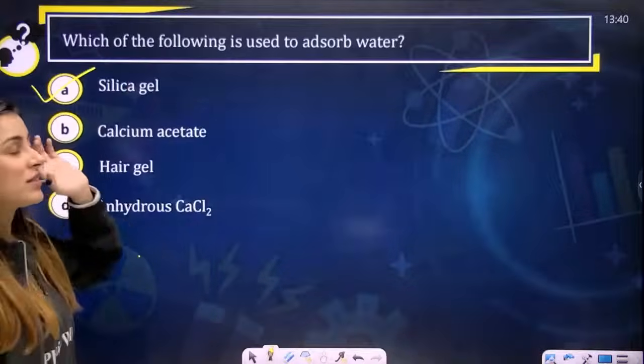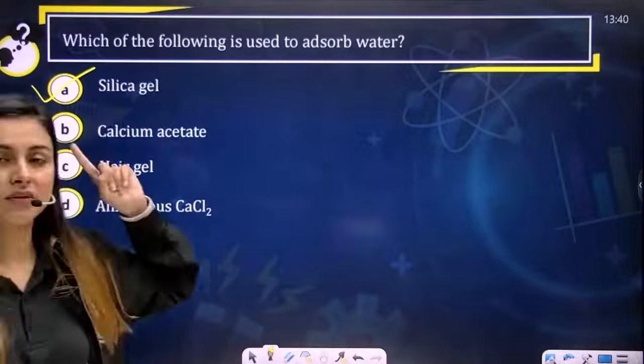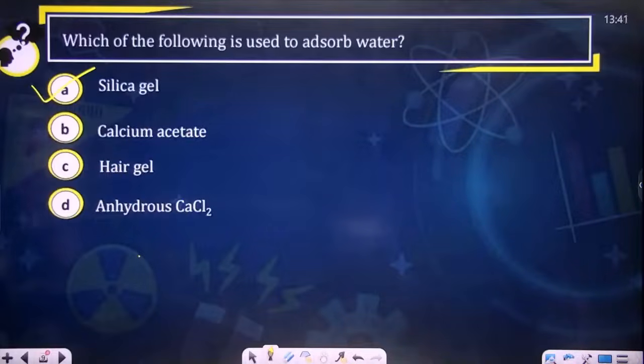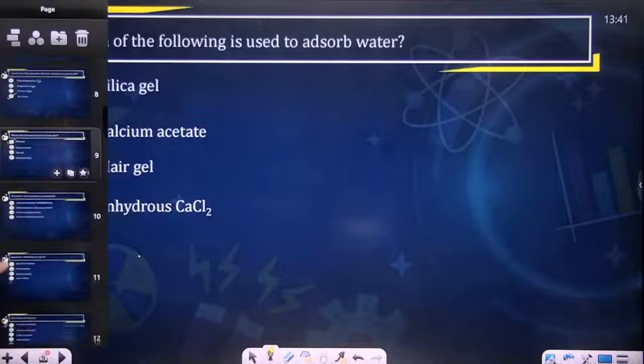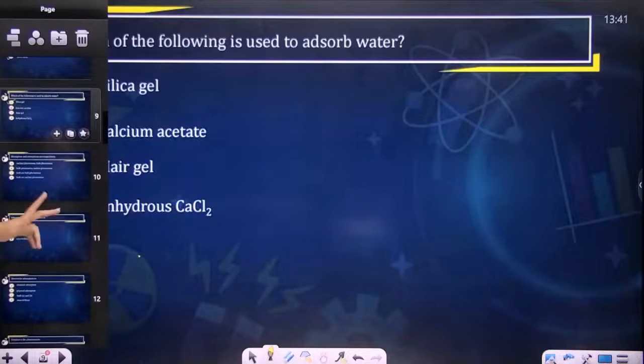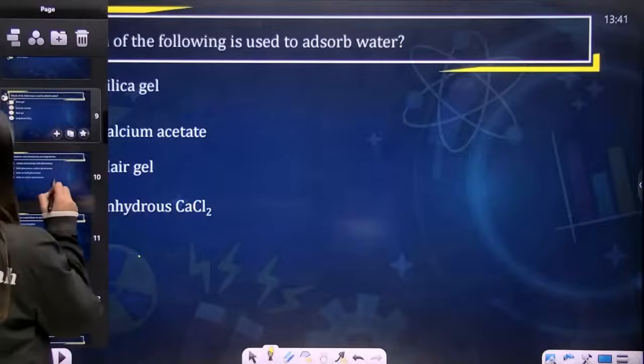Okay, this was something in our notes in the previous class. So option A will be your correct answer. Okay, I hope you're clear with this. Perfect, my dear students. Please write it down. Then we'll move forward to the next question.